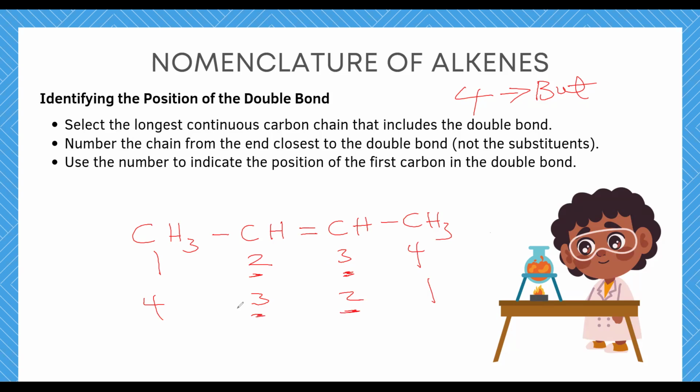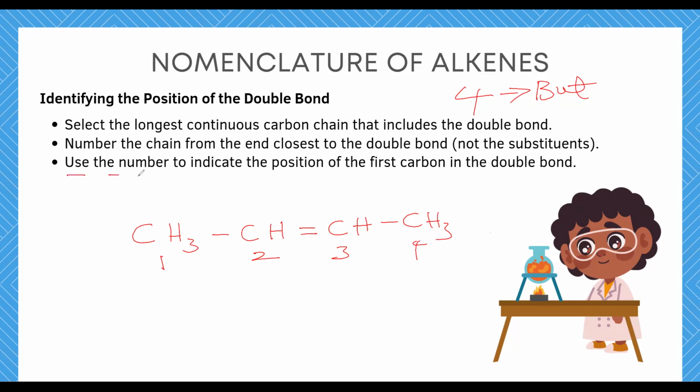So you can see either we count from the left to the right or from the right to the left, everything will still be basically balanced. Are you with me? Yes, sir. Good. So I want you to follow me carefully. So let's number the carbon atoms. One, two, three, four.